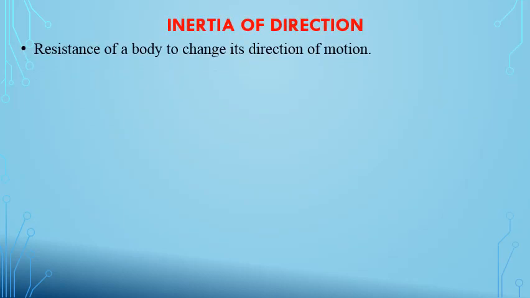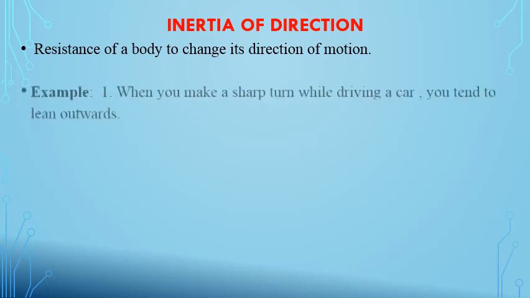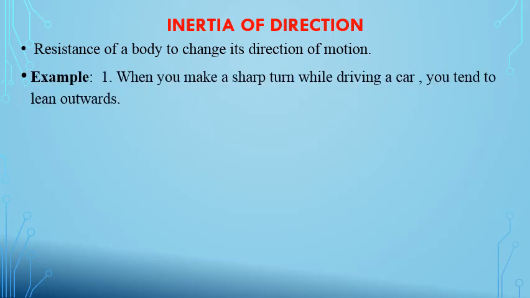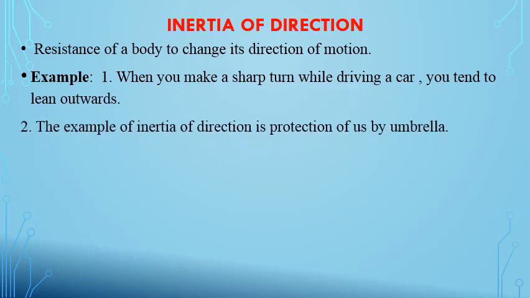Inertia of direction. Inertia of direction means resistance of a body to change its direction of motion. I will explain with an example. When you are driving a car in a sharp turn, you feel you will move sideways. So this happens only due to the inertia of direction.